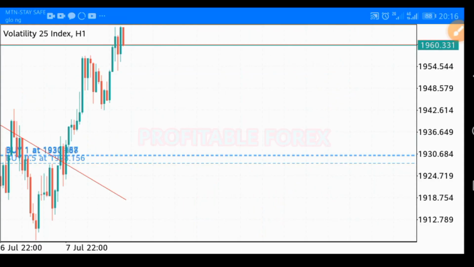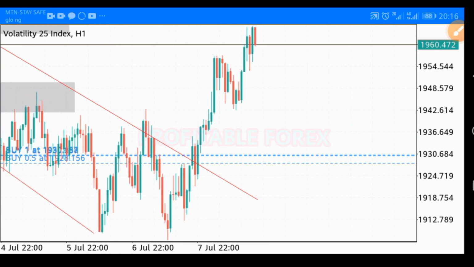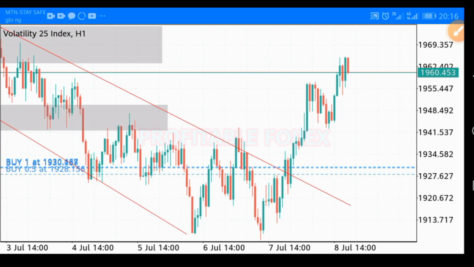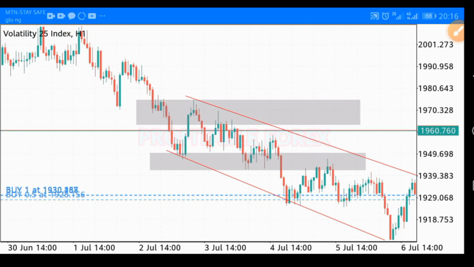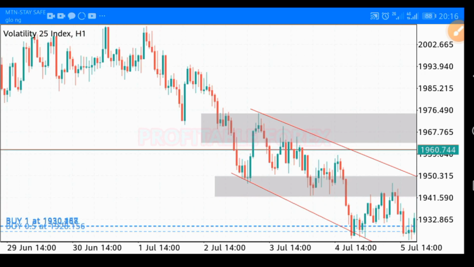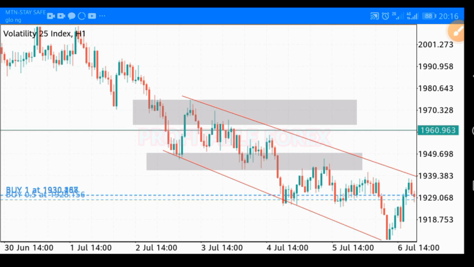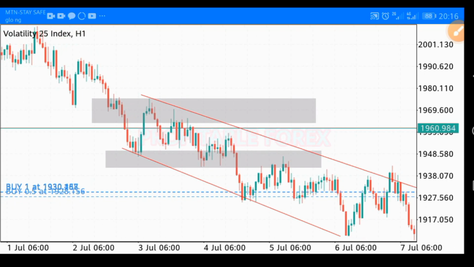Today we're going to be looking at the trading strategy that's going to change your life. Here we are on Volatility 25. The strategy can be used for any asset: currency pairs, synthetic indices, whatever, even crypto trading. This strategy is not dependent on any indicator, it's purely price action. So if you are a trader who depends on indicators and you haven't been successful, or you have been having a series of losses, this strategy is for you.